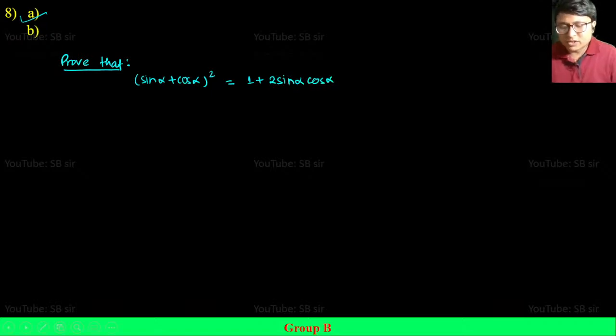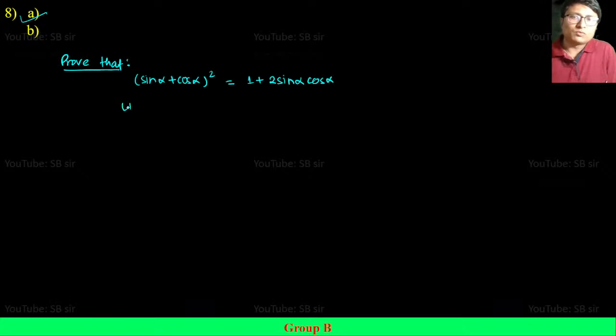So the questions might be like, just write few questions here. The questions might be like, prove that (sine alpha plus cos alpha) whole square is equals to 1 plus 2 sine alpha cos alpha. Very basic question, very easy question. It might be asked in such way.